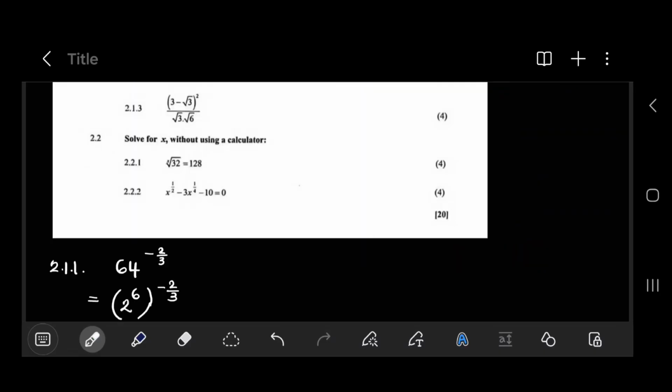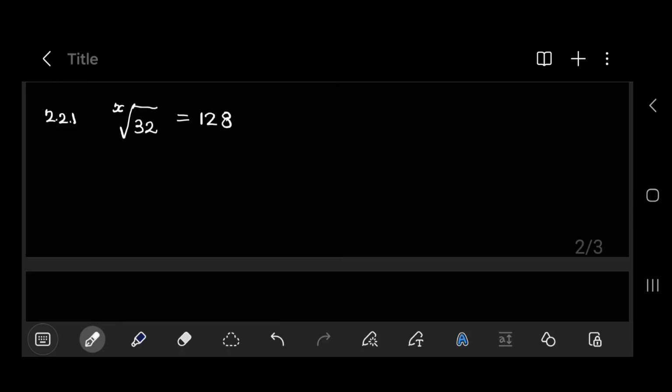Now 2.2 is based on solving for x without using a calculator. So for 2.2.1, we've got the x root of 32 is equal to 128. So this is what we have. And what can we do? How can we rewrite this?